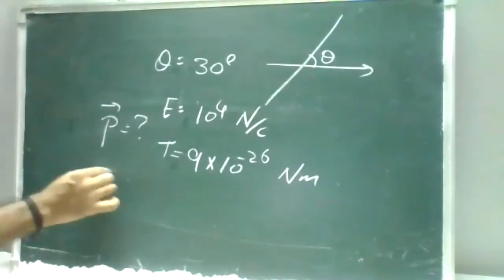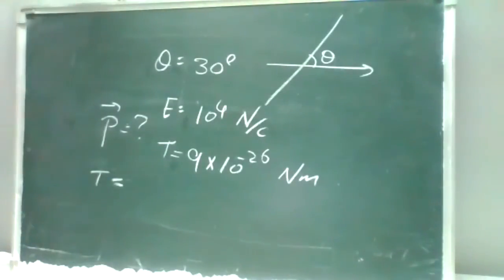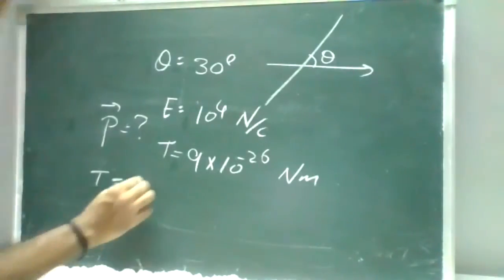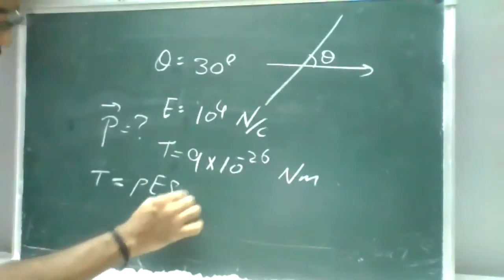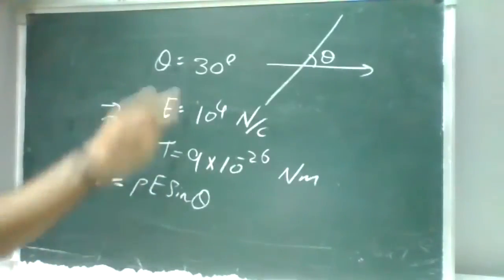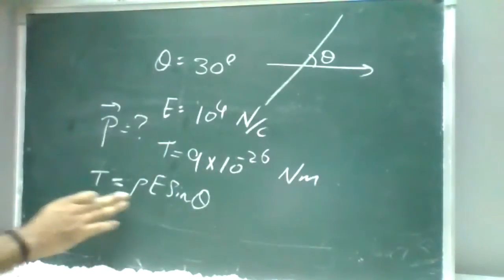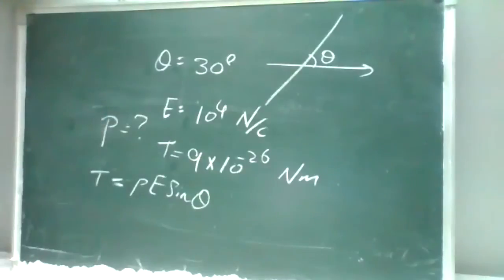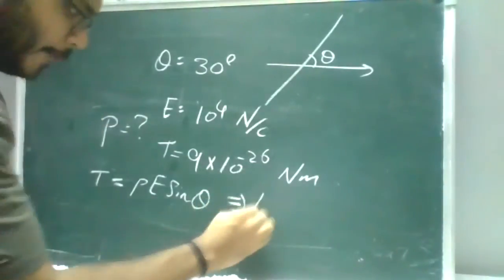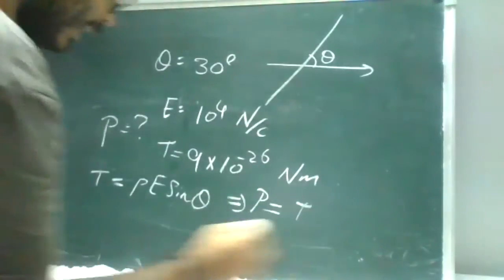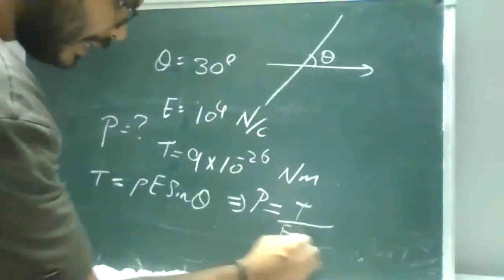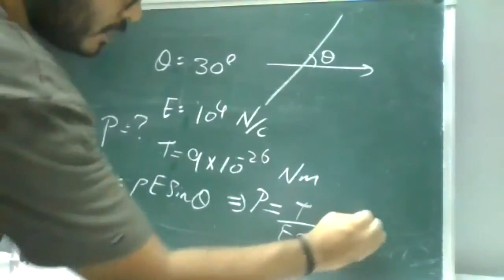So what is the formula for torque? P E sin theta. I mean P vector cross E, which gives P E sin theta. Super. So if the angle theta is given, I won't take it as a vector. So T is equal to P E sin theta. So now from this relation, P is equal to T by E sin theta. So try to find the value.